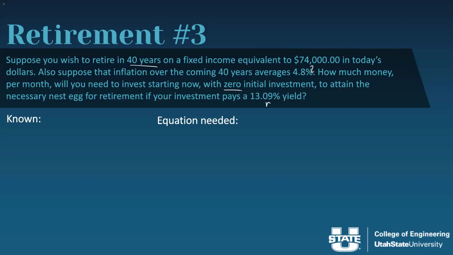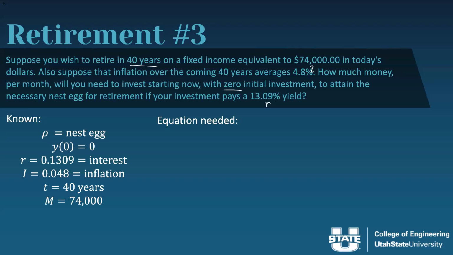So our R is going to be the yield rate. And then we are starting with zero initial investment, so our y naught is zero. And then we want our future value to be some big number that will give us the yield we want. Okay, so these are our knowns. Rho is the nest egg, times 40 years. Okay, so this slide jumps into a big equation.